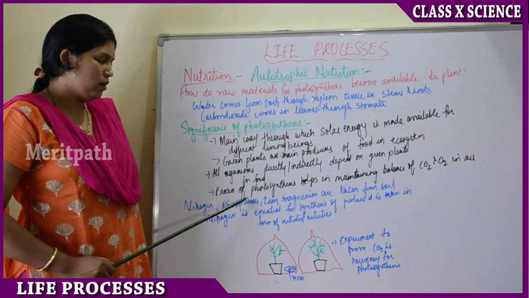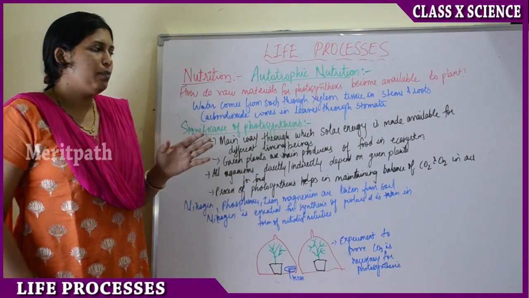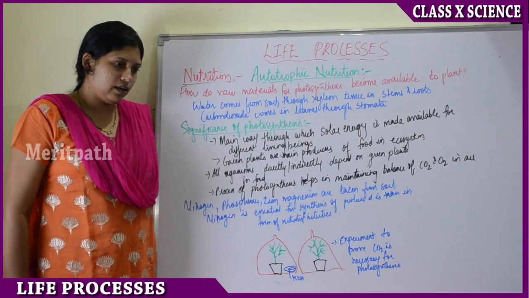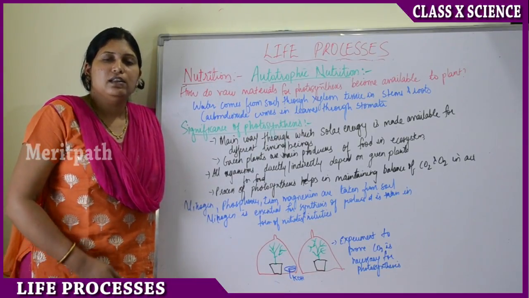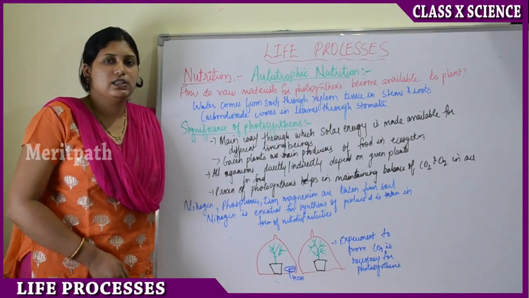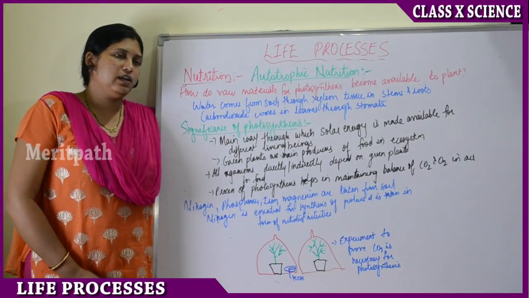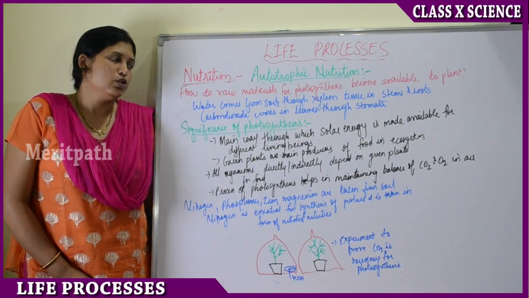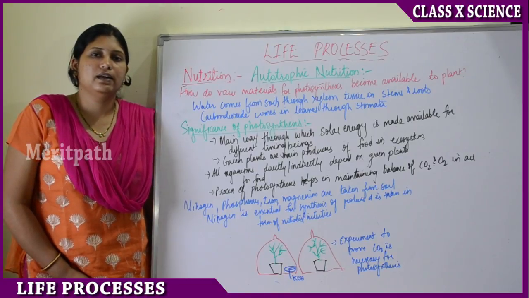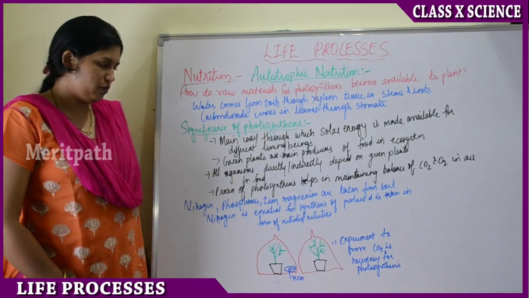The process of photosynthesis helps in maintenance of the carbon dioxide and oxygen balance in the air. In the daytime, during the photosynthetic activity, the plants take in carbon dioxide and give out oxygen. And during the night time, plants behave like human beings. They take in oxygen and give out carbon dioxide. So that is how there will be a maintenance of a balance of both of these gases in the atmosphere.